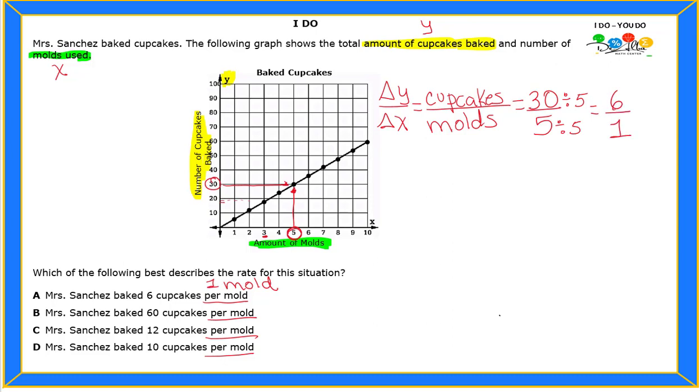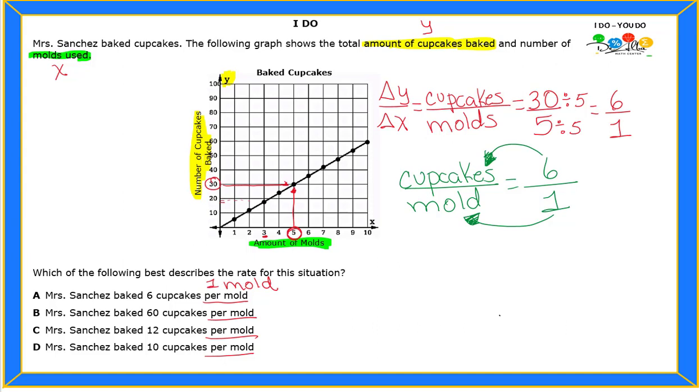So this 6 and 1, I'm going to write it down again over here, but I need to make sure that I write down the label that goes with it. I can assure you that when you do that, it will make a lot more sense, because now I can read something like this. Mrs. Sanchez can bake 6 what? 6 cupcakes. Very good. And she will need only 1 mold for that. So it's very important that you write labels for this problem.